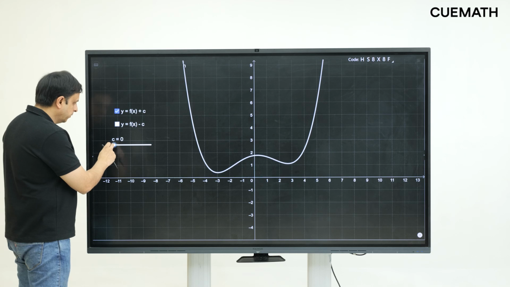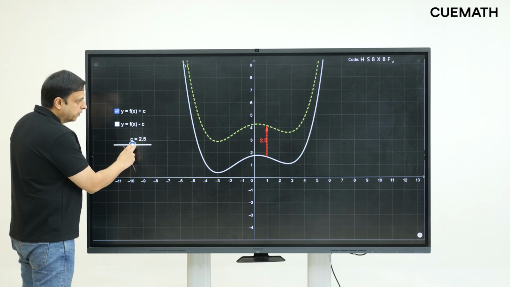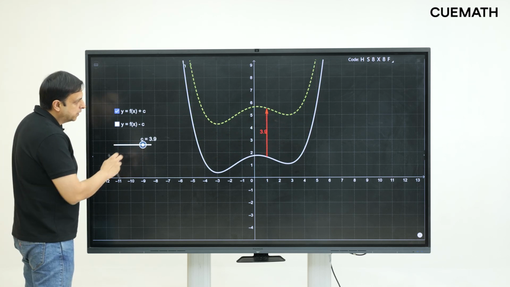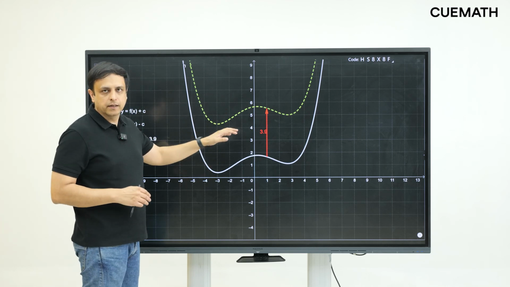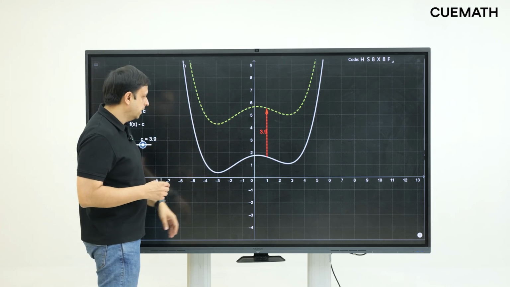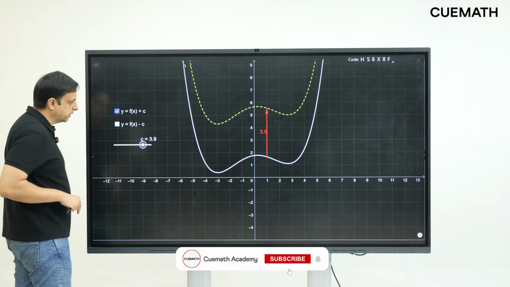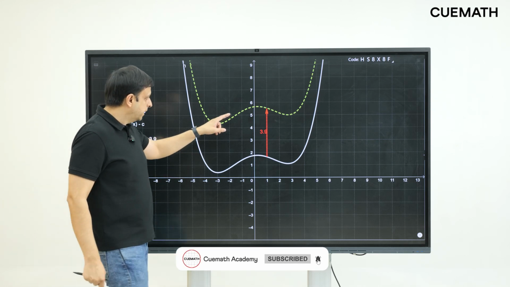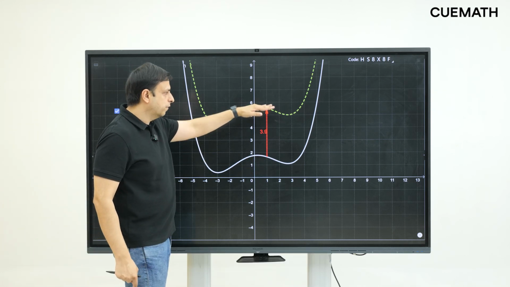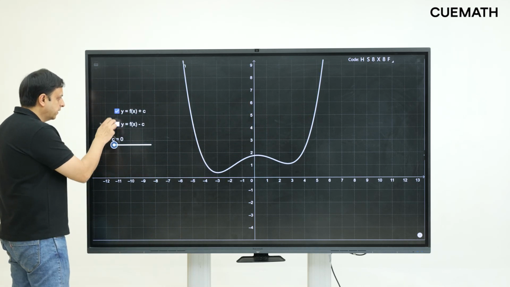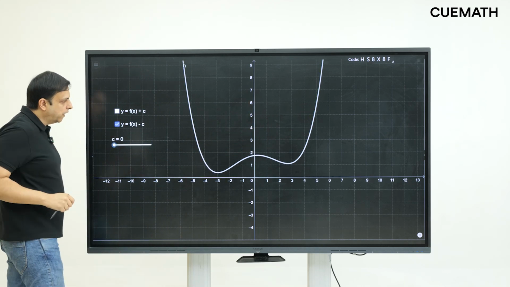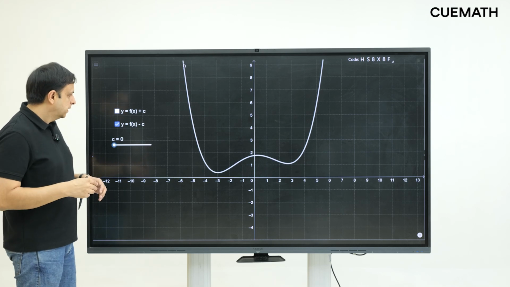So the new graph is equivalent to the original graph, but let me now increase the value of c. If I increase the value of c, you can observe that the new graph is a vertically upward shifted version of the original graph. So right now I have set c equal to 3.9. So the new graph is the original graph shifted upward by 3.9 units. So that's vertically upward shifting.